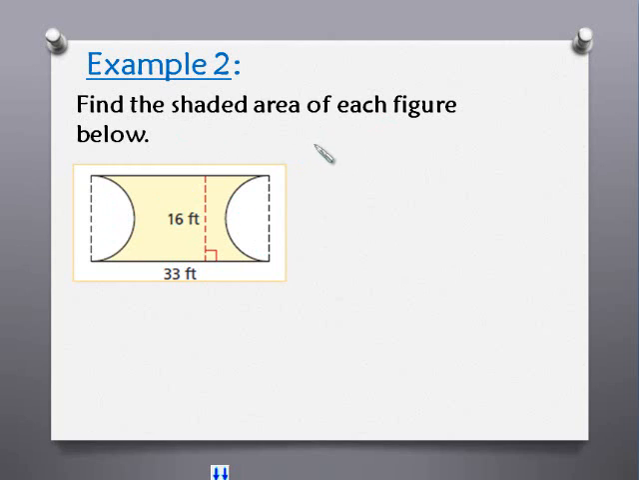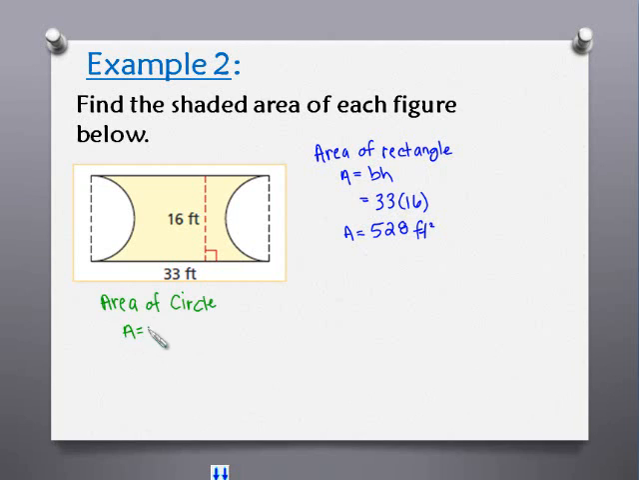So first, I'm going to do the area of a rectangle. Area of the rectangle is base times height. The base down here is 33, and the height is 16, and that comes out to be 528. Okay, so the area of this whole rectangle is 528. I do not want to include the area of these two semicircles. Now if I put both of these semicircles together, it makes one full circle. So I don't have to worry about dividing the area of the circle in half like I did in example 1. So let's go ahead and calculate the area of the circle.